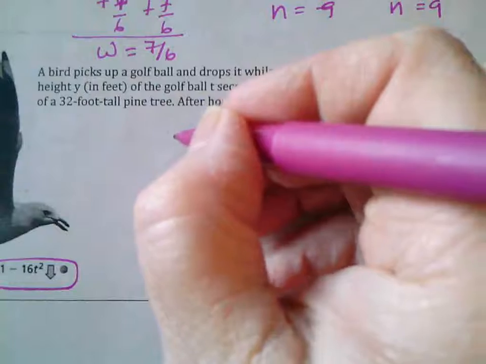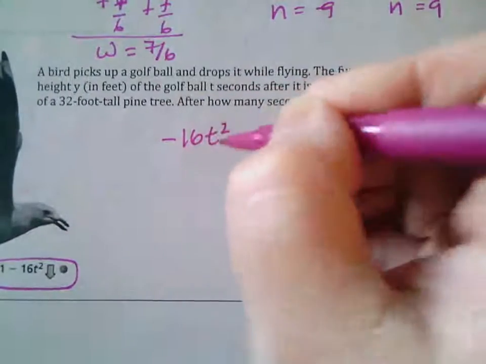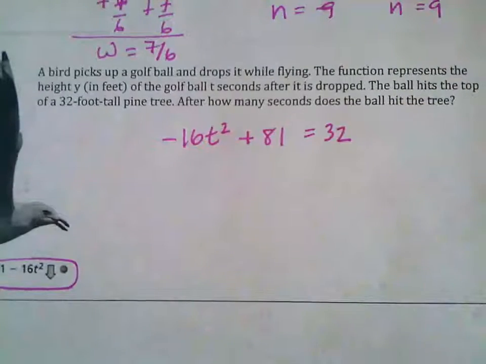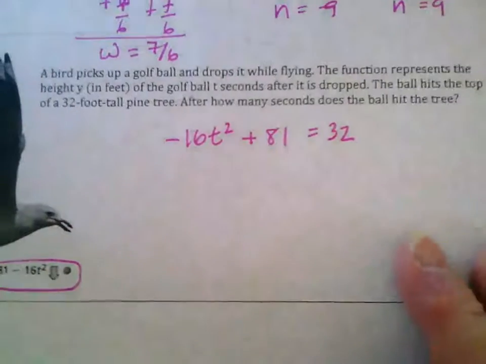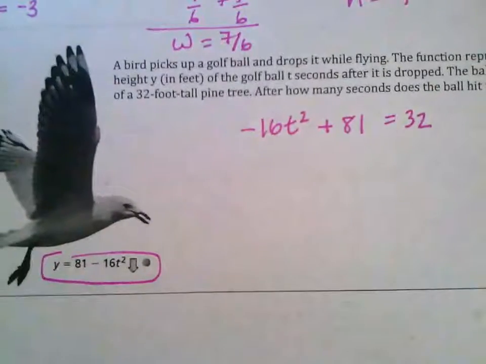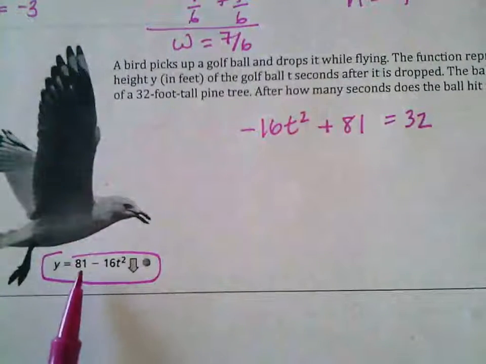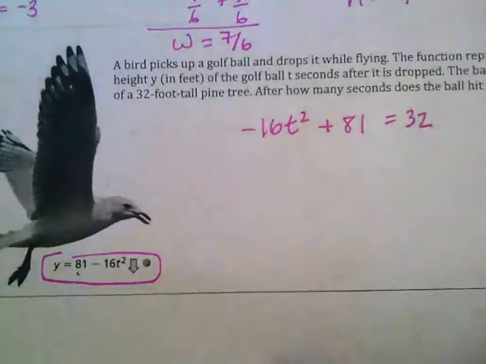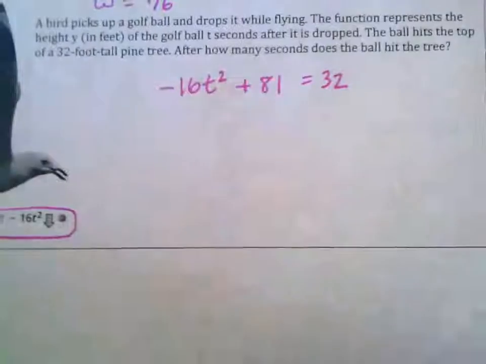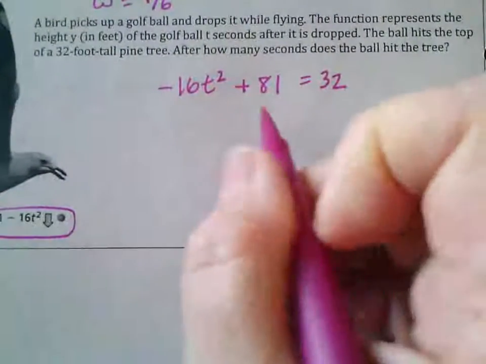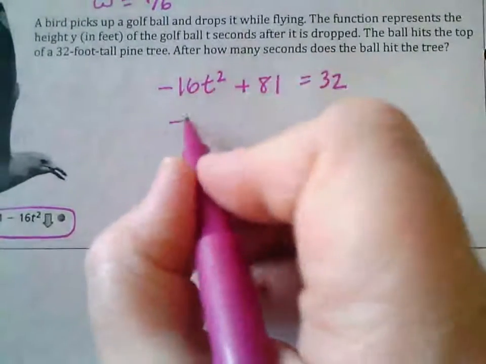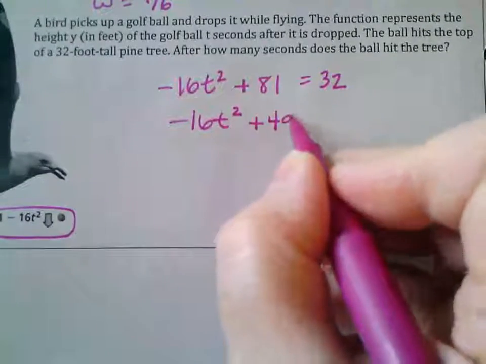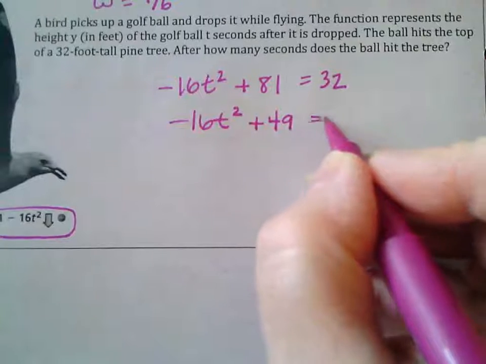And you get -16t squared plus 81 equals 32. Okay, I got that from right here. I just rewrote the equation as -16t squared plus the 81. I just switched the terms around, and it equals 32 because you want to know when it hits the 32-foot tree. So you're going to subtract the 32, and you get -16t squared plus 49 equals 0.